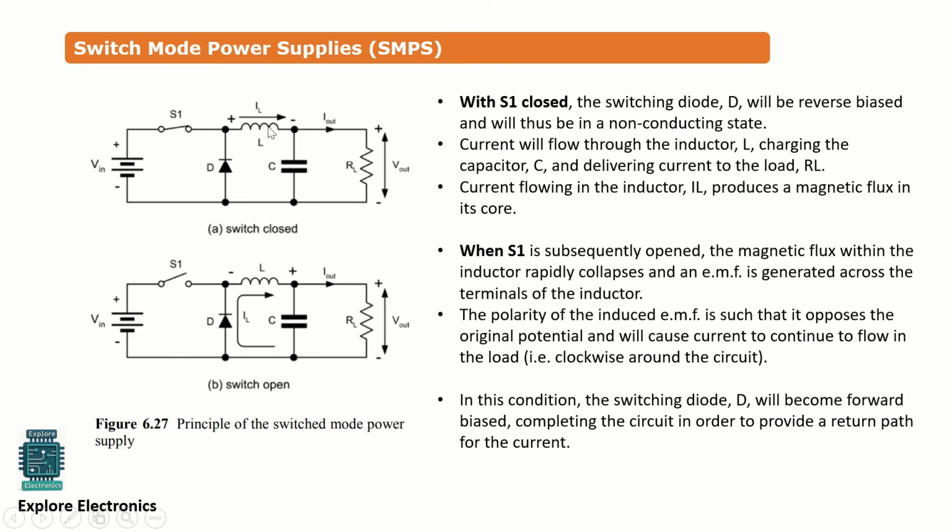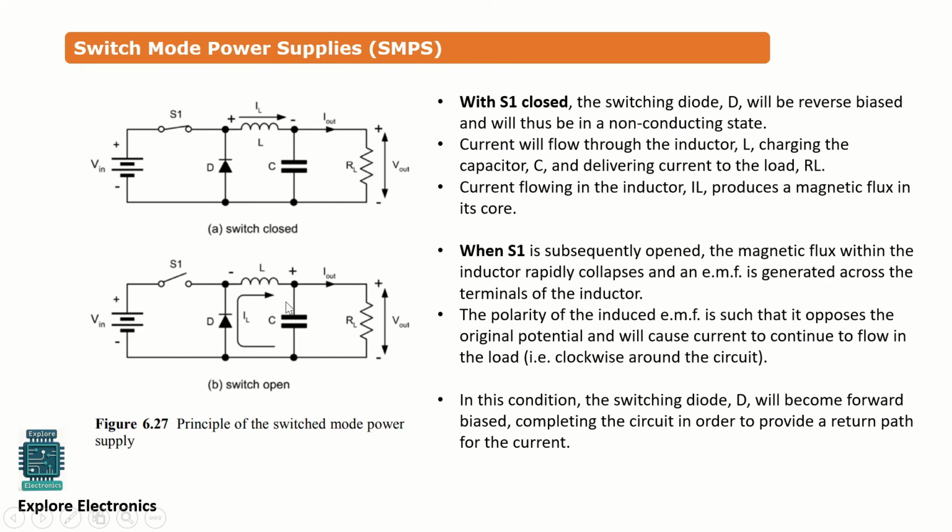There will be a magnetic flux induced. When the switch is open, there is no magnetic flux induced here, but there is a voltage developed in the reverse fashion across the inductor. This is positive, this is negative. Because of that, the current flowing through the load will be in the same direction. You can see I out will be in the same direction.